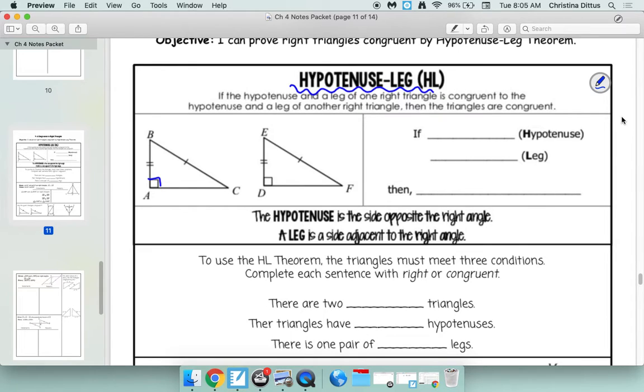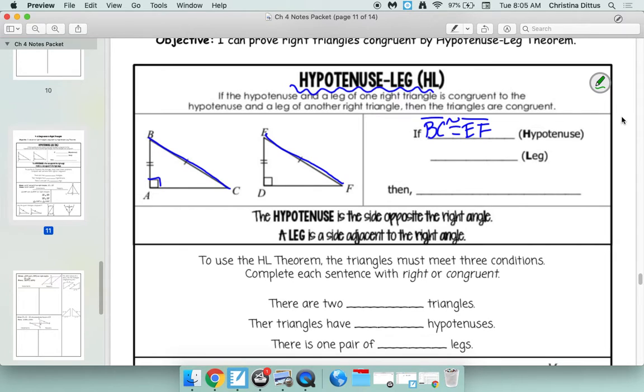Alright, so if you have a right angle, it's okay to be bad words, but you have to have your hypotenuse. That's the only one that's specific. And remember, your hypotenuse is always across from your right angle. So here our hypotenuse is BC, and it is congruent to the other hypotenuse, EF. So my hypotenuses have to be equal, and then any leg.